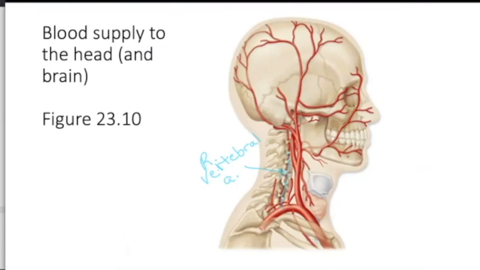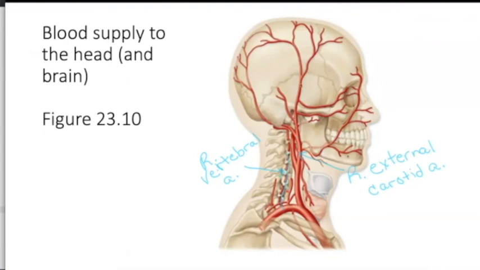Okay, so I labeled the common carotid before. Now I'm going to label these two. This right here is the right external carotid artery. So the common carotid splits into the external and the internal. How do I know it's external? If I trace it up, you can see it branching off and going to your scalp and to your face. So that's what the external carotid does.